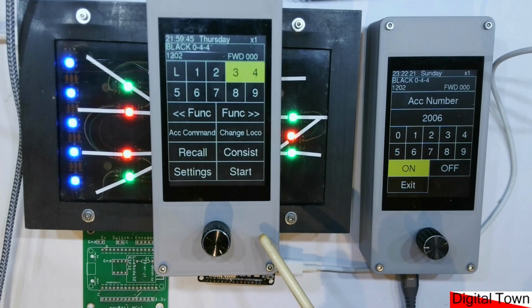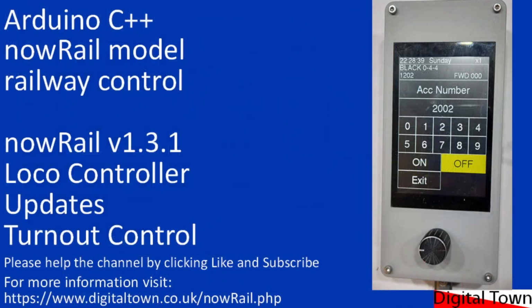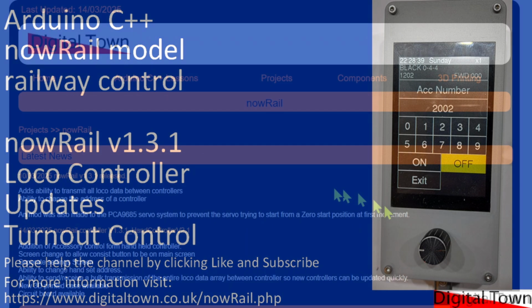The 3D print files are available on Colt's 3D. It's a free download for the cases. You can also download the PCB if you want to build your own controller, or the old circuit diagrams are still available and you can build your own. All you need to do is click on that link below the video to the nowRail page on the Digital Town site, and this is the Digital Town resource page that you will come across.